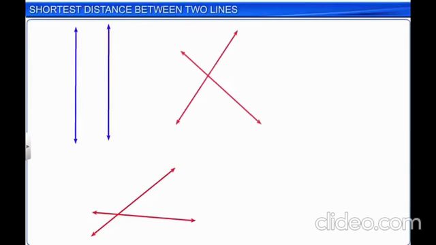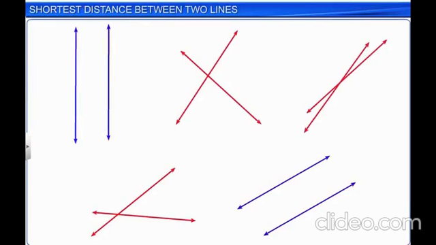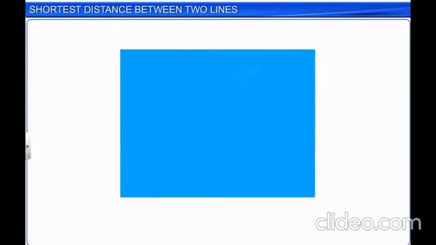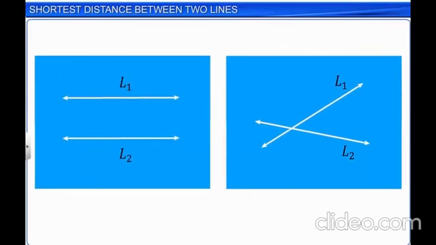Before we start the discussion on finding the shortest distance between a pair of lines, let us take a look at some types of pairs of lines. First, consider a pair of coplanar lines L1 and L2. Two lines lying on the same plane can either be parallel or intersecting. Thus, there are only two possibilities in case of a pair of coplanar lines. They can be either parallel to each other or intersect each other at a point.